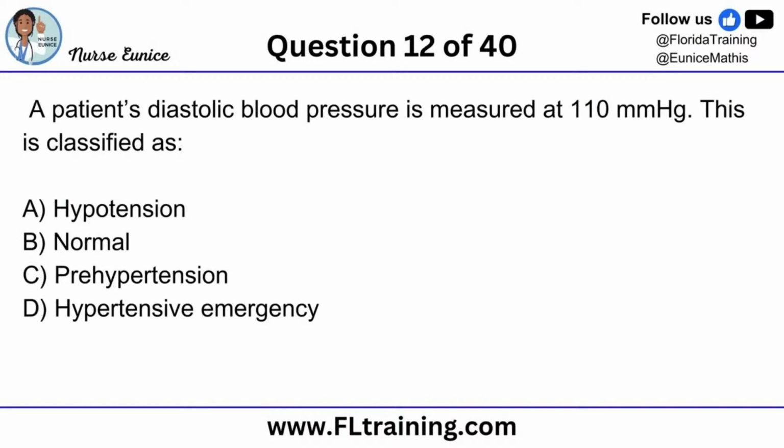Question number 12. A patient's diastolic blood pressure is measured at 110 millimeters of mercury. This is classified as A, hypotension, B, normal, C, pre-hypertension, or D, hypertensive emergency. So the top number, the diastolic number, the bottom number is 110. What does that mean?